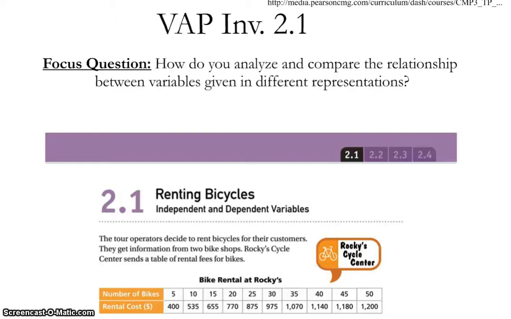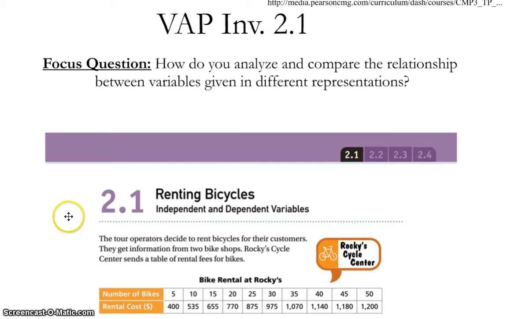Okay, today we are going to talk about and compare the relationship between the independent and dependent variable in a given situation. So first, we are going to remind ourselves what the independent and dependent variables are. First, the independent variable. The independent variable is the variable in a relationship that determines the value of the dependent variable.